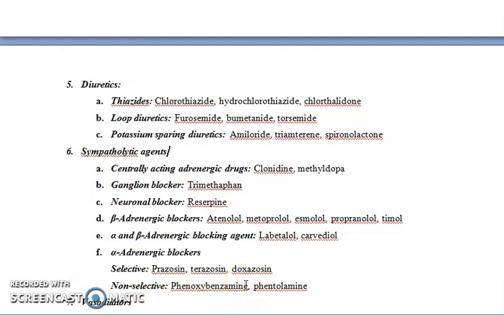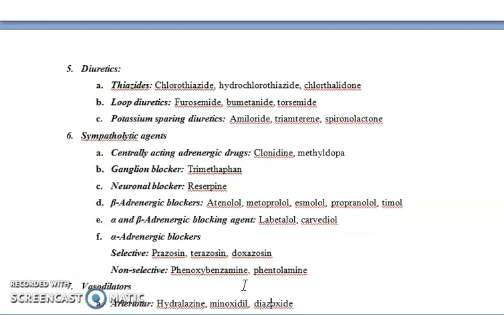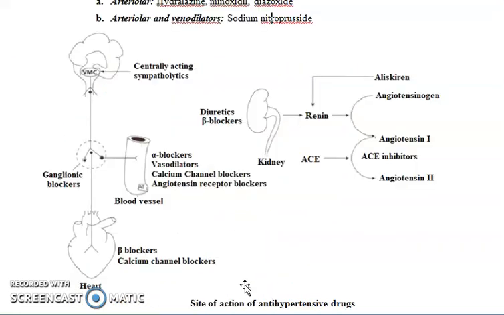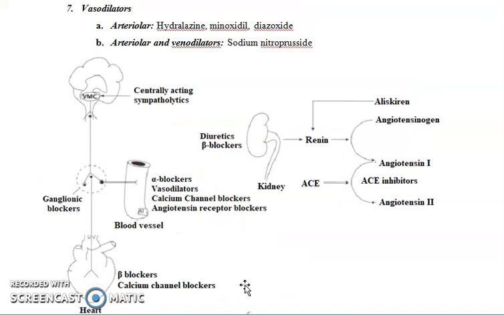Coming to the last class, that is vasodilators. Vaso is nothing but a blood vessel. These vasodilators are further classified into 2 types, arteriolar dilators as well as arteriolar and venodilators. Arteriolar dilators dilate only the arteries, and the drugs are hydralazine, minoxidil as well as diazoxide. Next one is arteriolar and venodilator, and the drug is sodium nitroprusside. So these are the 7 classes of drugs which are used as antihypertensive drugs.